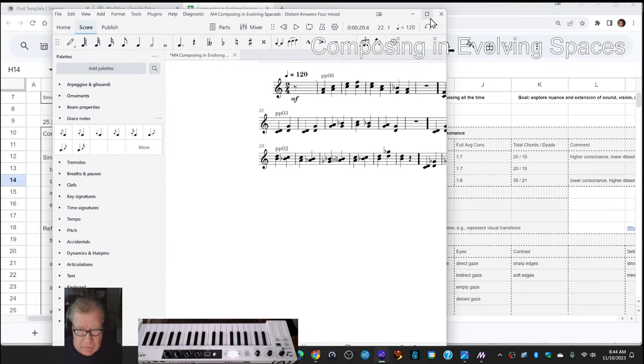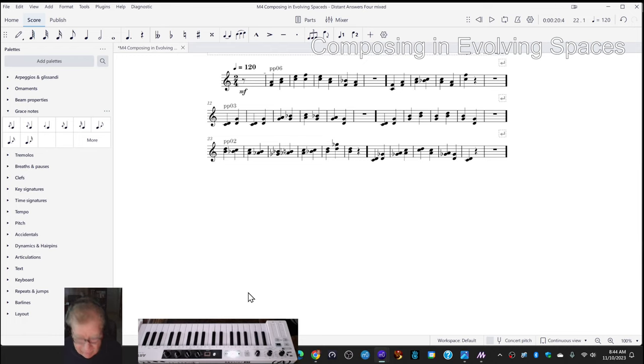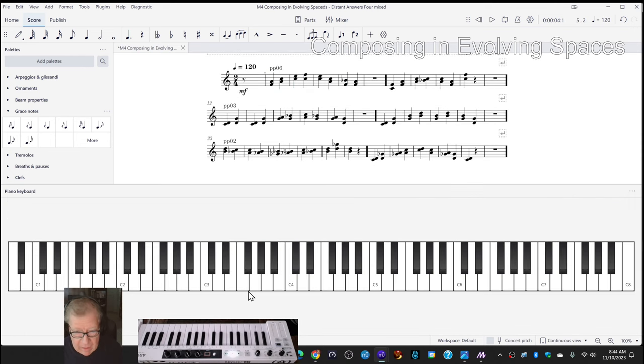Most recently, we came up with some dyads that look like this. And the importance of that is that these are using certain notes and no others, which we can show by looking at this. This scale uses slightly different notes, and this scale also uses slightly different notes.